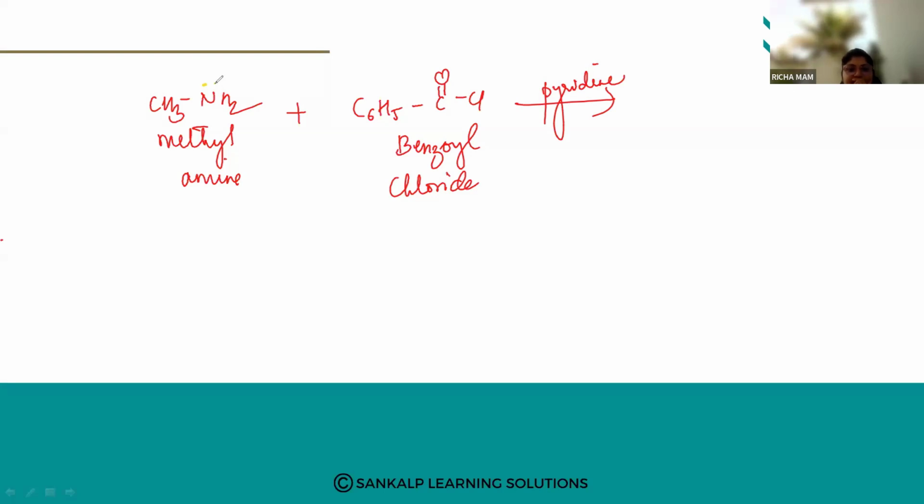The lone pair of electrons from nitrogen will attack the carbonyl carbon. We are going to get CH3, N, one hydrogen, and the other group is C double bond O C6H5. So this is the product. What is the name? It is N-methyl benzamide.